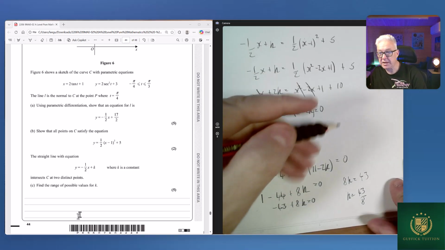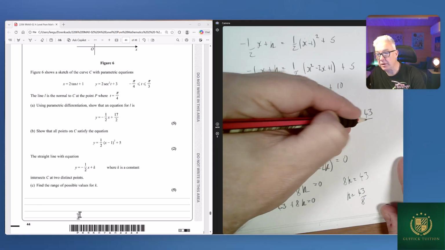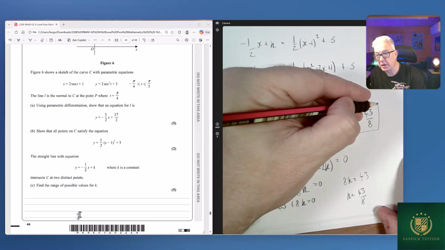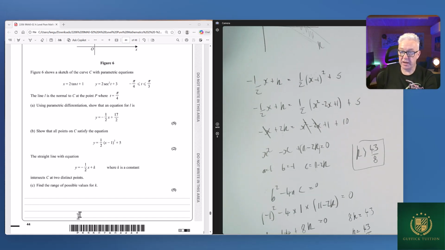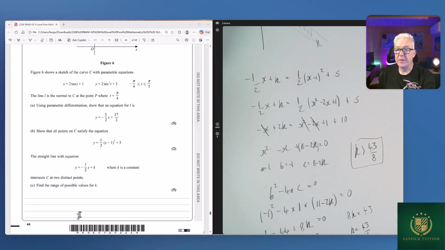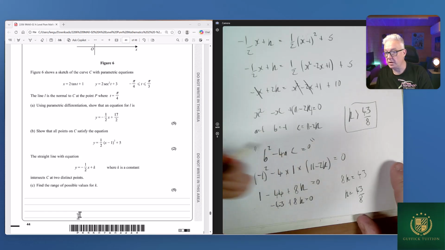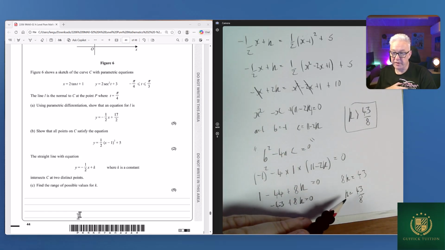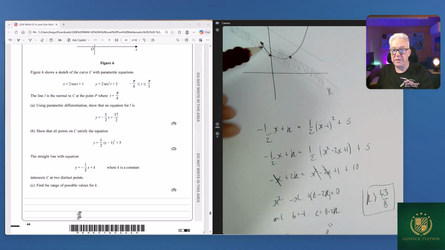So what we're saying is that we've identified so far that k must be greater than 43/8. Just to review what's happened here, we've put the equation of the line equal to the equation of the curve, and we've got a quadratic, and we've evaluated the discriminant being equal to 0 in order to have a tangent between the line and the curve.